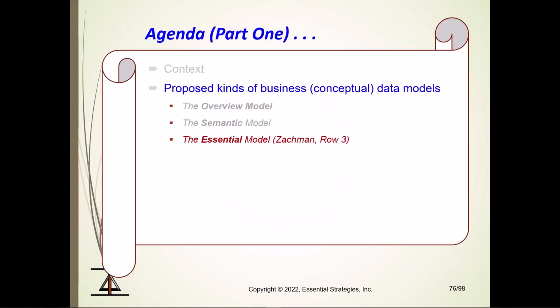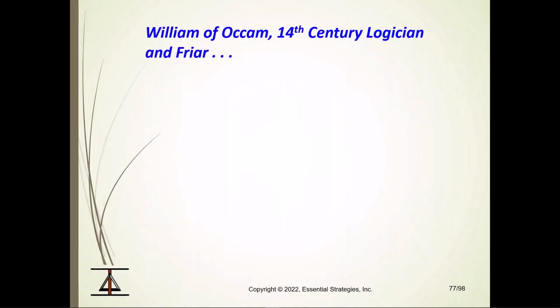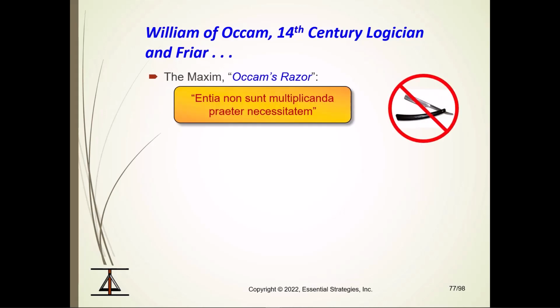Now we're doing our third kind of business conceptual data models. This is called the essential model, based on John Zachman's Row 3. This is derived, ultimately, from the works of William Ockham, a 14th century logician and friar, to whom is attributed the maxim called Occam's razor. No, it's not that. It is Latin: entia non sunt multiplicanda praeter necessitatem.